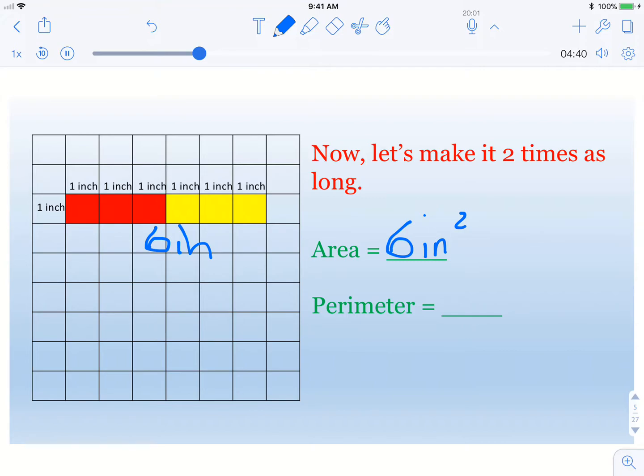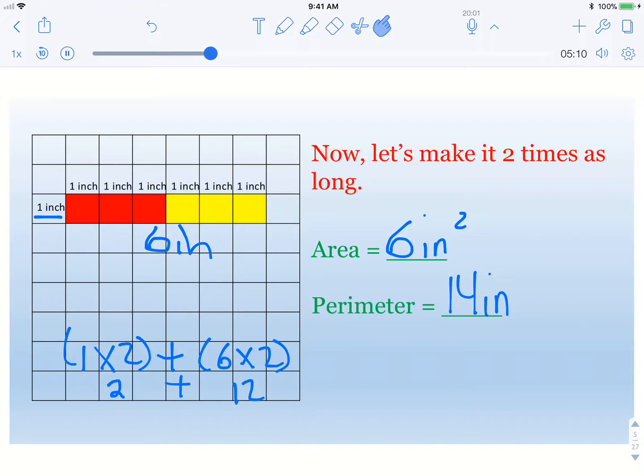Now let's look at perimeter. What's the width? The width is 1 inch. So if I multiply that by 2, I have 1 times 2 is 2, plus the length, 6 times 2. 6 times 2 is 12. So 2 plus 12 is 14 inches. Now remember, for perimeter, you can add all sides, or you can add the length and the width and then multiply that times 2, or you can multiply each side times 2, just the length times 2 plus the width times 2.